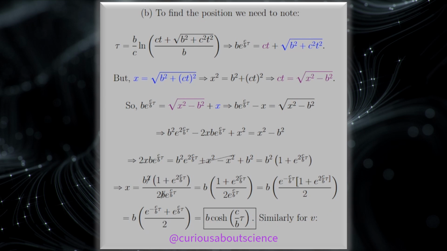Holy moly, that's a lot of work. But we knew this was going to happen because this was hyperbolic motion. So a hyperbolic trig function makes sense. All right, so now that we have the position, let's find the velocity.